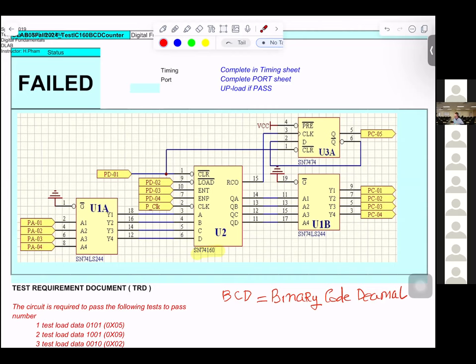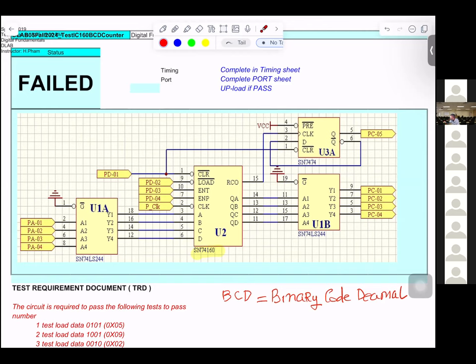If you look into the circuitry, how many ICs? Three. Sorry, I'm looking at two screens. I apologize. U1, U2, and U3. U1A and U1B are the same IC.